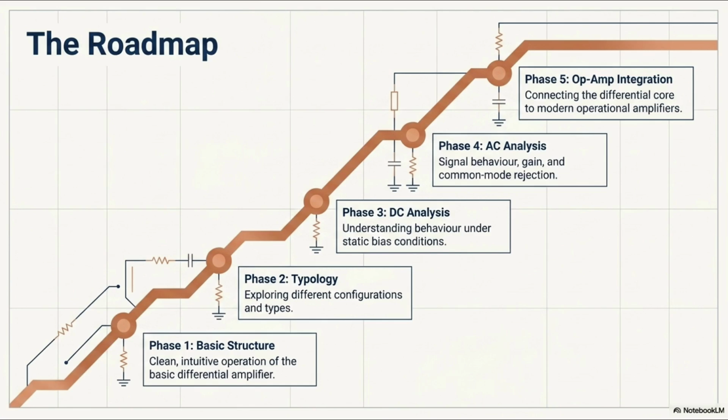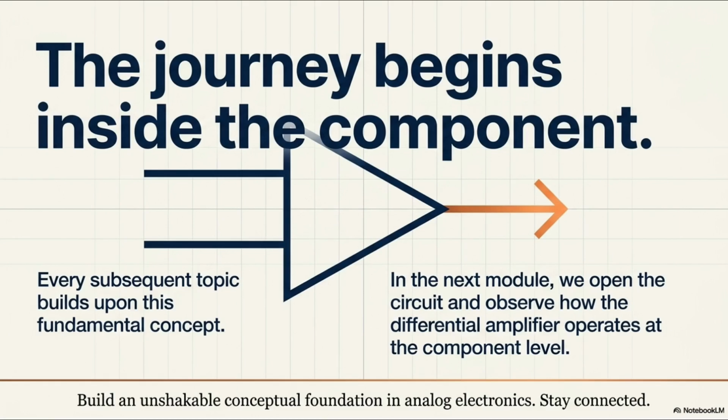In the next video, we will start with the basic differential amplifier structure and understand its operation in a clean and intuitive way. After that, we will build toward different types of differential amplifier, DC analysis, AC analysis, and finally the op-amp. If you are following the full analog electronics series, this playlist will give you one of the most important conceptual foundations in the subject.